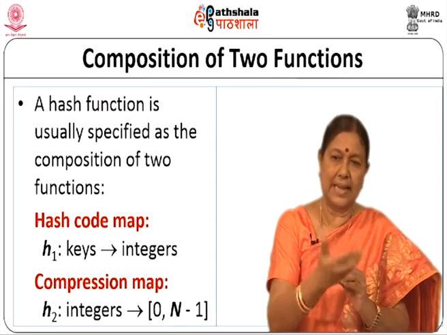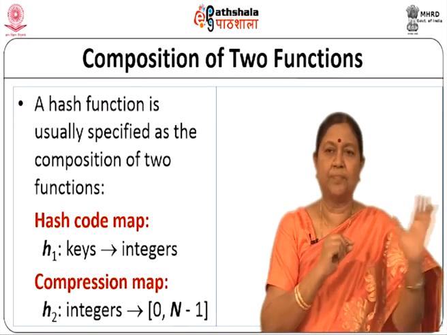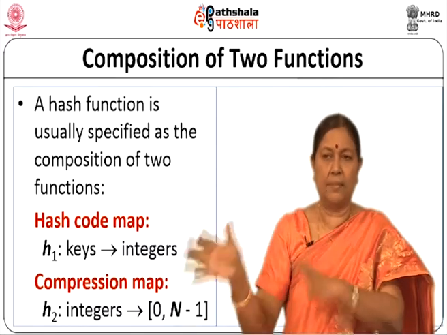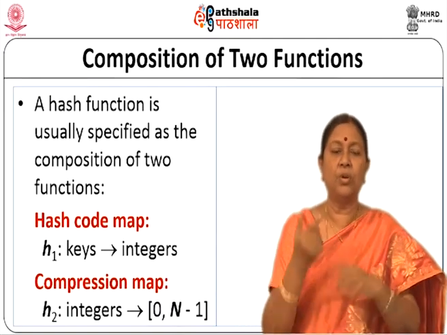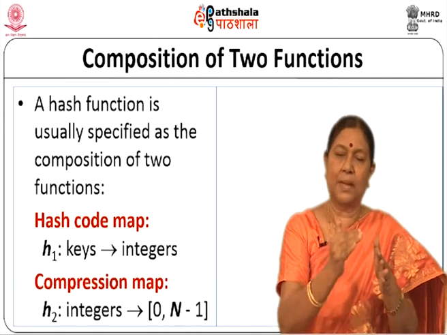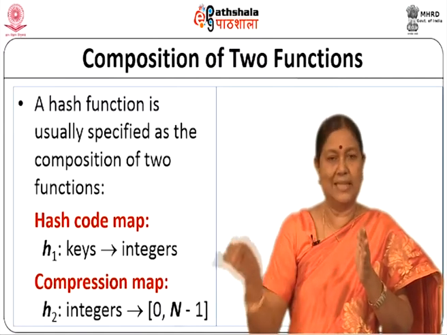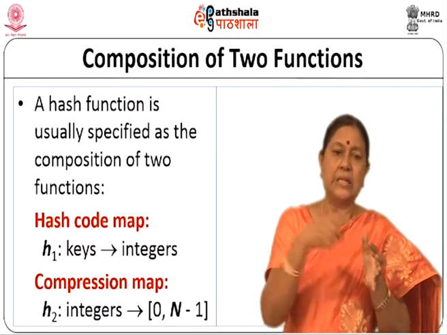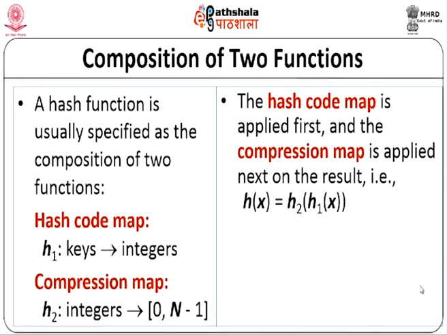In the previous slide, we said h directly maps the universal set of keys to the table slots. Here we are splitting that into two. h1, called the hash code map, is a function that maps keys to integers, and the second function h2, the compression map, maps these integers into the table slots. The hash code map is applied first and then the compression map is applied. So, the result is h of x equals h2 of h1 of x, where x is the key, h1 of x is applied first, and then h2 of h1 of x, and that is your final h of x.